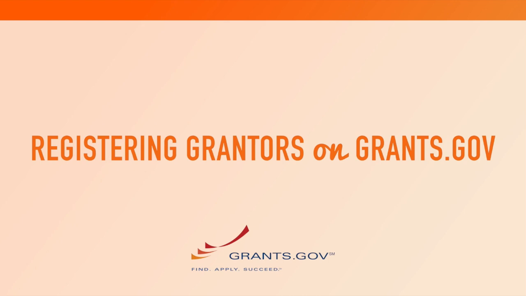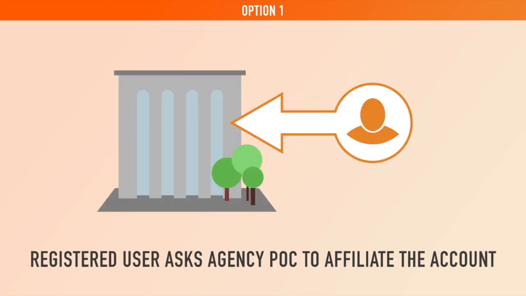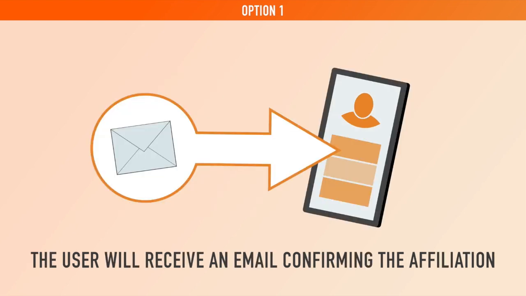There are two ways a grantor, a user from a grant-making agency, can be registered and affiliated with their agency on grants.gov. The most direct way is for the user to register a personal account with grants.gov. It just takes a few minutes, and then ask his or her agency point of contact for grants.gov to affiliate the new account with the federal agency. After the agency POC completes the Add Grantor process, the user will receive an email confirming their grants.gov account has been affiliated with the agency.